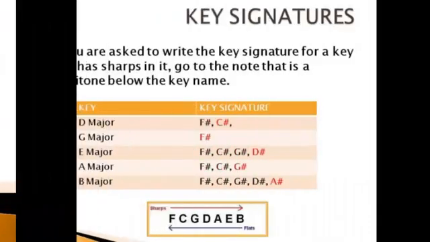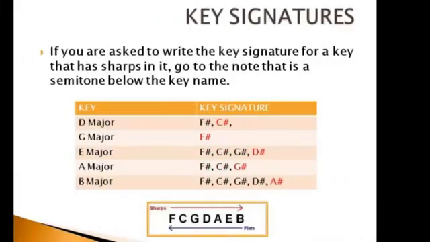Last time we looked at how you can figure out what the key is when you're given the key signature. Do you remember what I said? You go up a semitone for any keys that have sharps. If you have an F sharp in your key signature, you would go up to G. So you look at the last sharp and you go up a semitone.